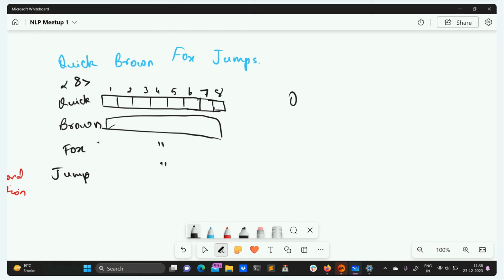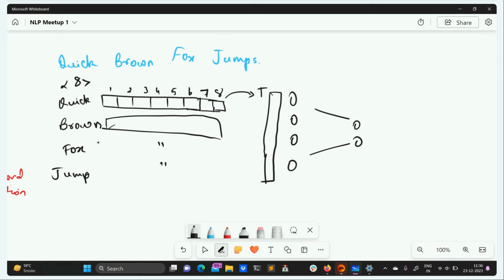And when I have my neural network, I will input this vector. So you just send it here, transpose it, and you get your vector here. 1, 2, 3. Okay. So you take this vector, you feed it to your network, you get your output. So after quick, you should get brown. If you get brown, well enough.